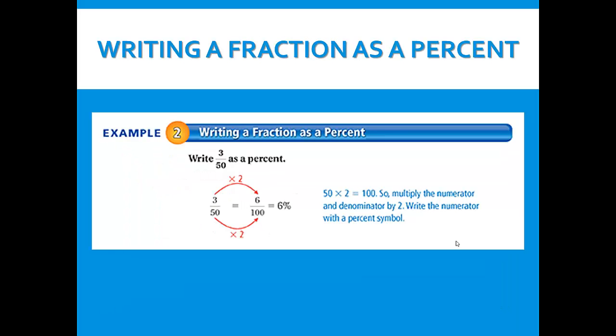Now we're going to look at our second example with writing a fraction as a percent. We're going to write 3/50ths as a percent. For 3/50ths, we want to make the denominator 100. 50 times 2 is 100. In order to form an equivalent fraction, we'd multiply 3 times 2 and get 6. So we have 6 hundredths, which would be equal to 6%.